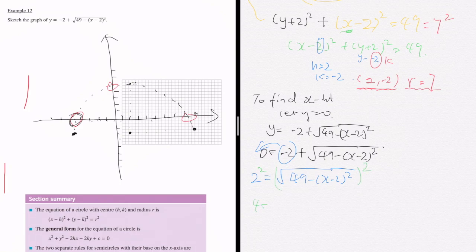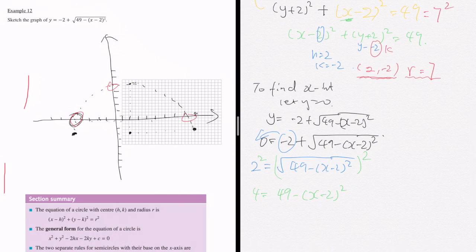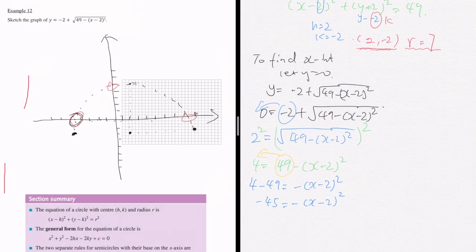So then you have 4 equals, now on my right hand side, the square cancels out the square root, so 49 take away (x minus 2) squared. If you continue to solve it, move 49 to the left hand side, so positive 49 becomes negative, and that will become 4 take away 49 equals negative (x minus 2) squared. That gives me negative 45 equals negative (x minus 2) squared, and then the negatives cancel out, so that gives me 45 equals (x minus 2) squared.